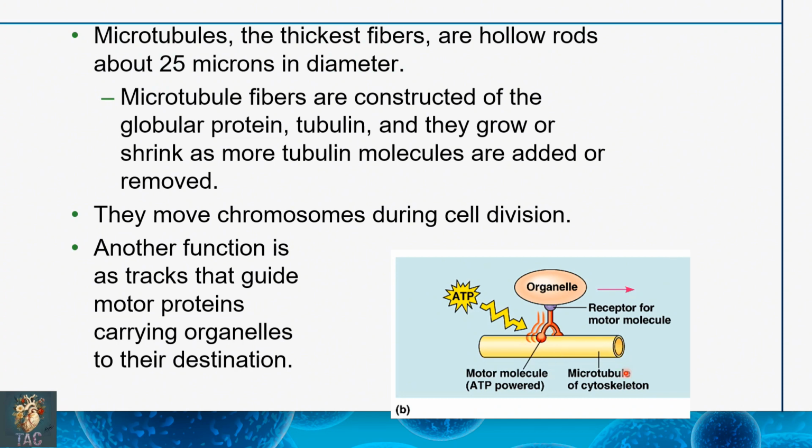This is a microtubule, and attached to it is the binding protein, which has a receptor for the motor molecule, and the organelle is attached to it. In this way, these are the motor molecules attached to microtubules which help the different organelles to move in the cytoplasm. So another function is as tracks that guide the motor proteins carrying organelles to their destination.